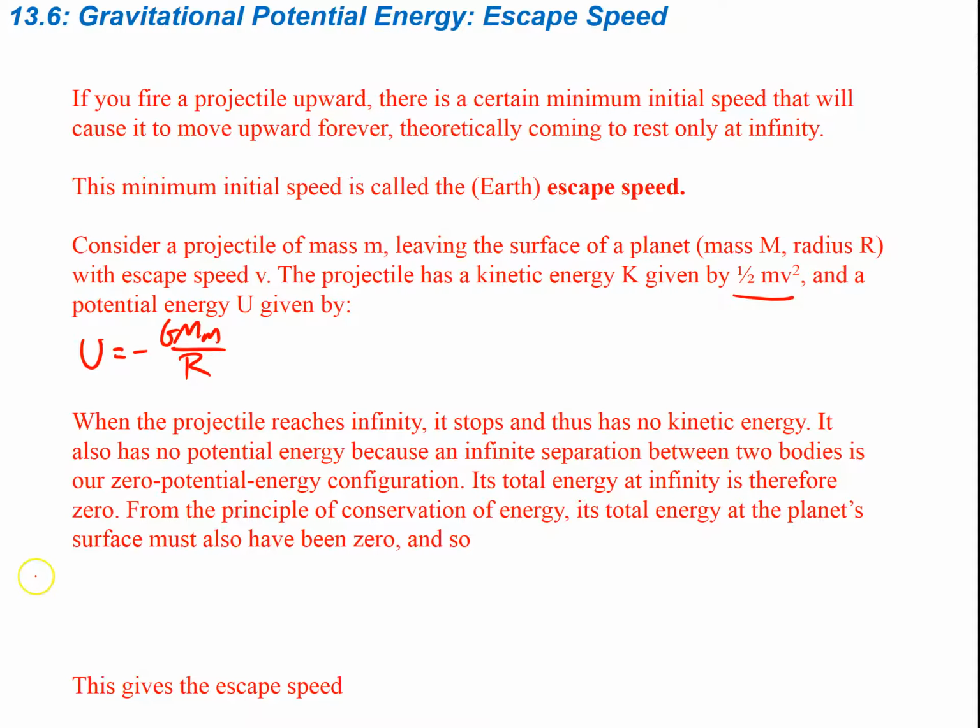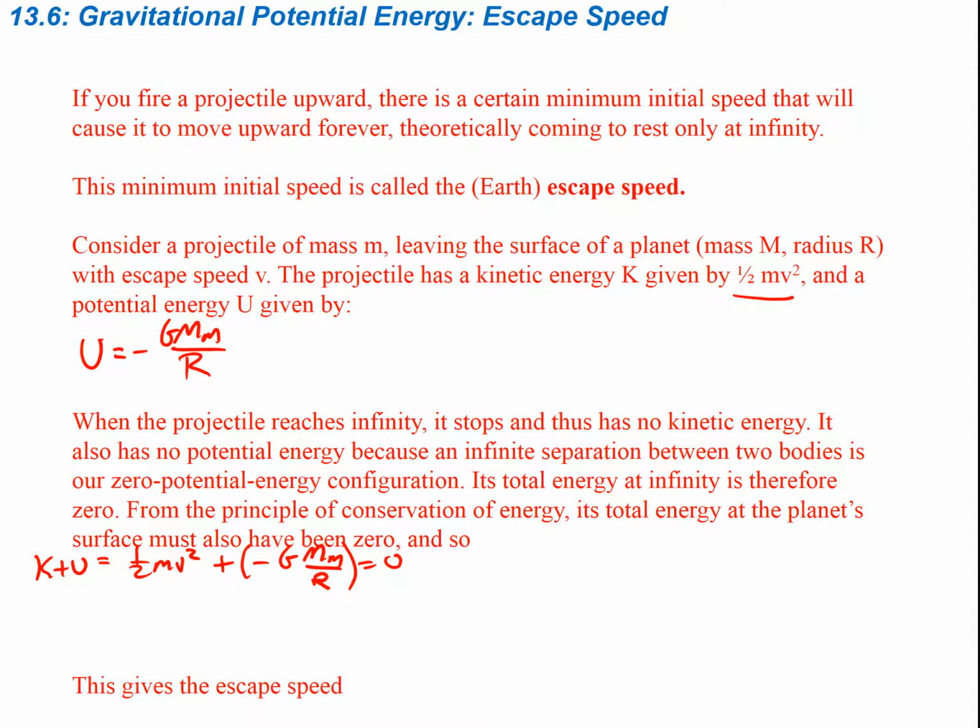All right, so for instance, this is going to be K plus U. Our kinetic energy plus our potential energy is going to be equal to 1/2 mv squared plus our negative GMm over r, and that must equal 0. So at this point, I want to try to find what this velocity is. I want to find what this escape velocity is.